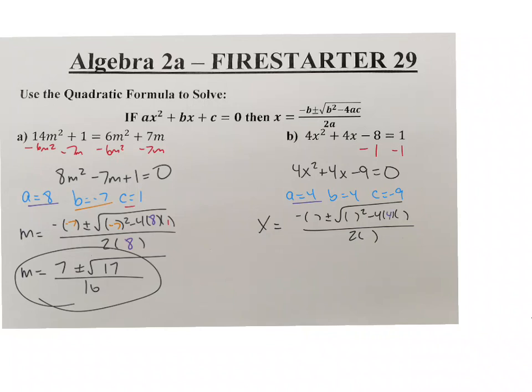A is 4, goes next to the 4 and the 2. B, also 4, just a coincidence. It's not normal that those are always the same. And negative 9 goes in for C. X equals negative 4 plus or minus square root. I just leave it blank because I'm going to put the discriminant. Remember, that's the fancy math word for the stuff inside the radical. So I say left parentheses 4 squared minus 4 times negative 9. I end up with 160.